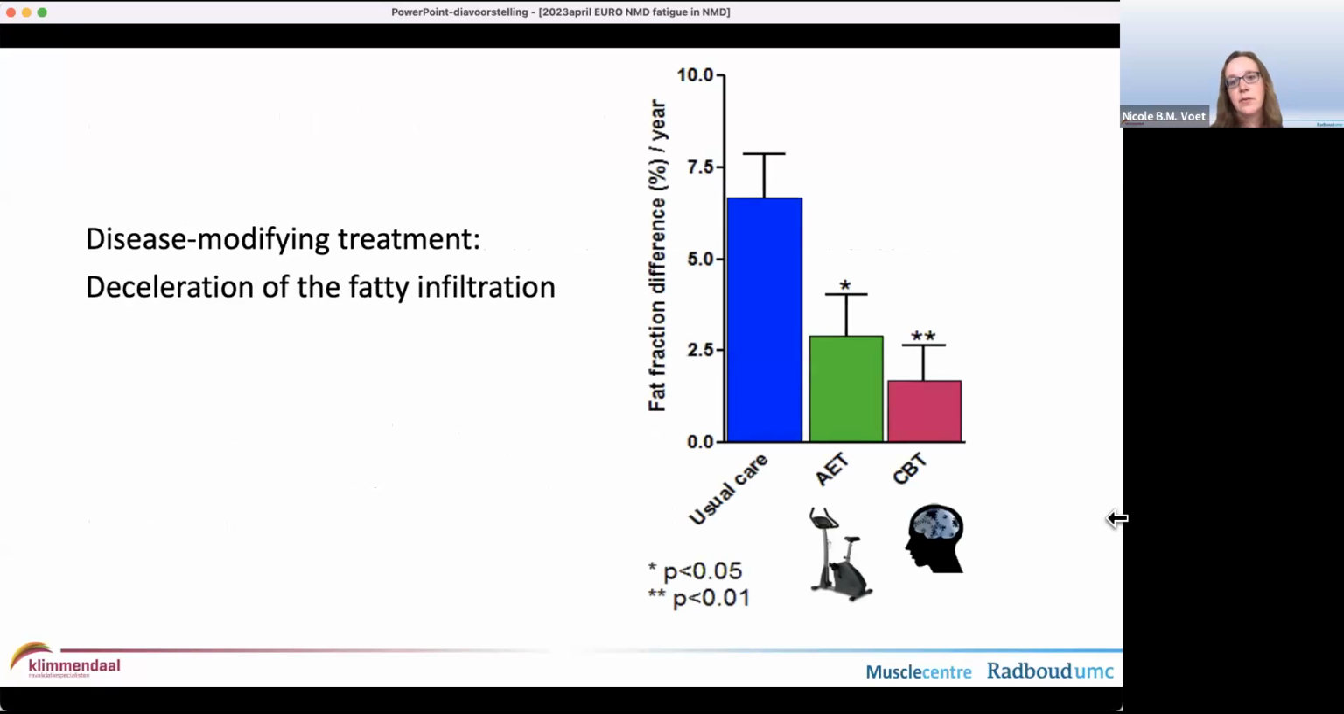And as I said before, it had a disease decelerating effect. We measured the fatty infiltration of the muscle tissue. What we saw was on average in 1 year an increase of 6% of fatty infiltration in the upper leg muscles. And after aerobic exercise training of 16 weeks, that increase was only 2.5%. And after cognitive behavioral therapy, only 2%. So we saw a deceleration of the fatty infiltration, a disease-modifying treatment.